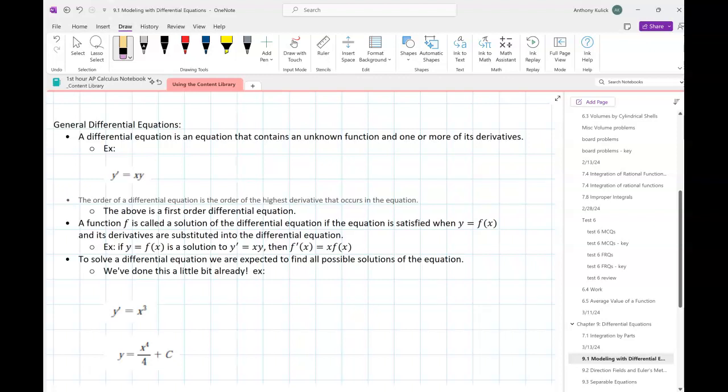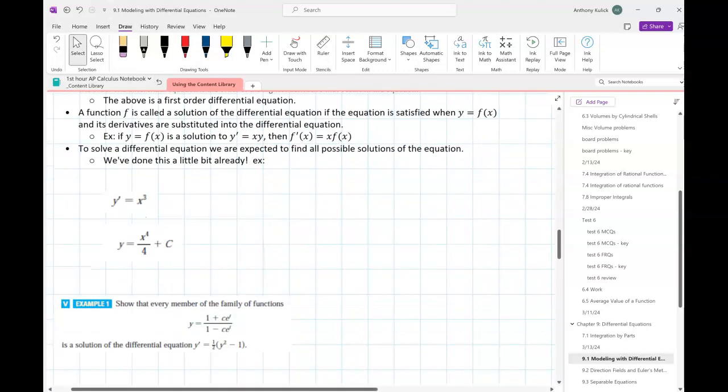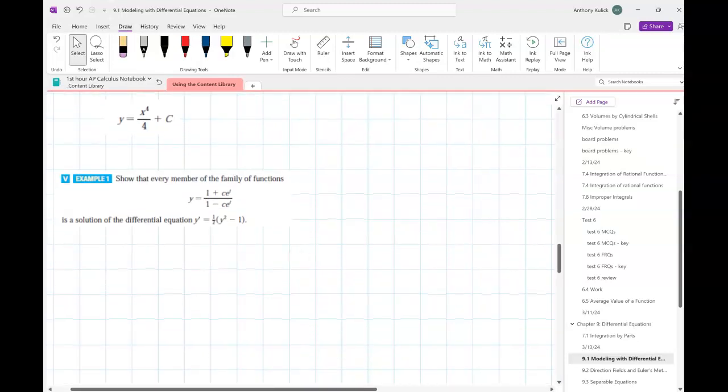To solve a differential equation, we're expected to find all possible solutions of the equation. And this is something we've done already. How do we do this? We just put a c at the end, right? Plus c, and then it's all possible solutions. If the derivative of y is equal to x cubed, and I take the integral of both sides, I get x to the fourth over 4 plus c. No big deal. All right.